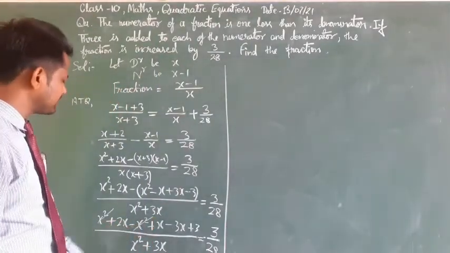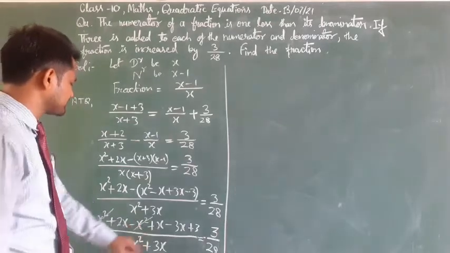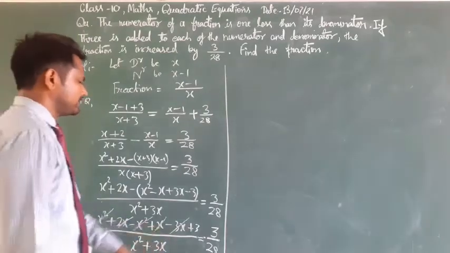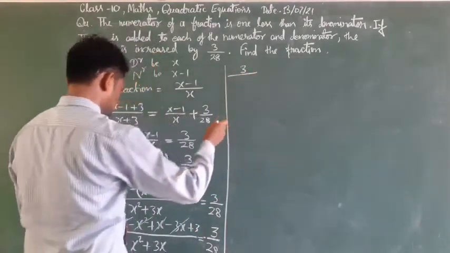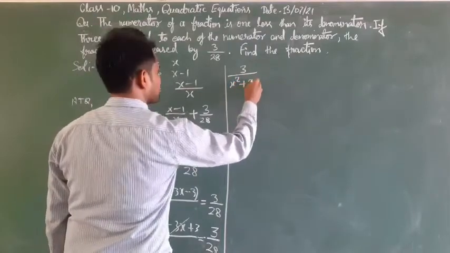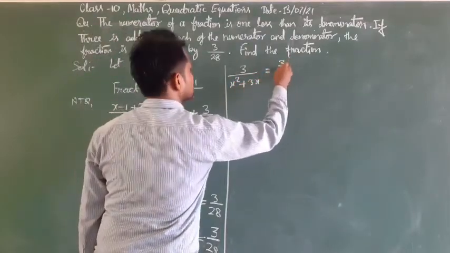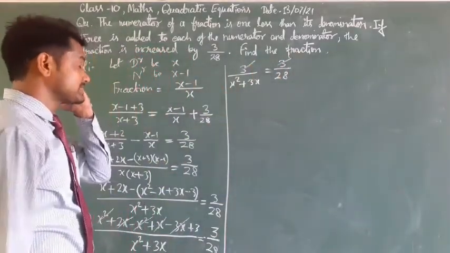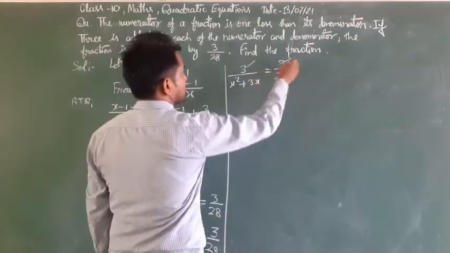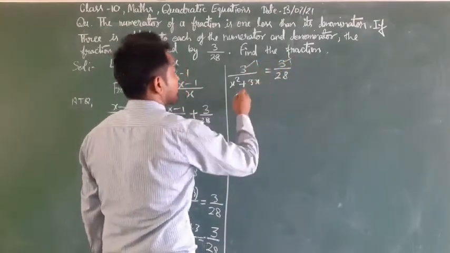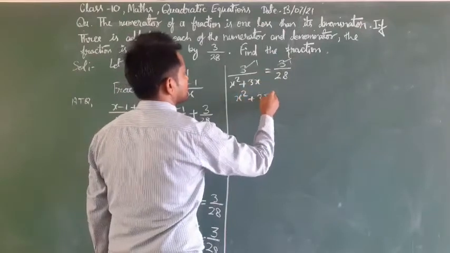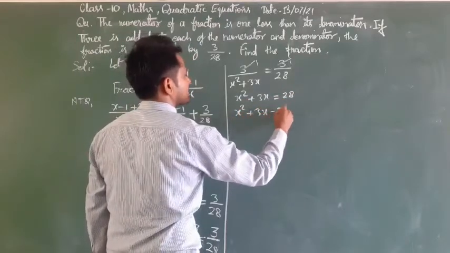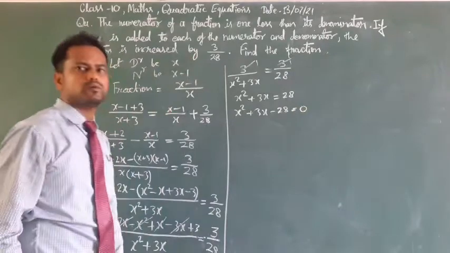The x square cancels out, and 2x plus x is 3x, and minus 3x also cancels out. Then we get 3 upon x square plus 3x is equal to 3 by 28. The 3 and 3 will be cancelled out. Then cross multiply to each other, and we get x square plus 3x is equal to 28. Then x square plus 3x minus 28 is equal to 0.